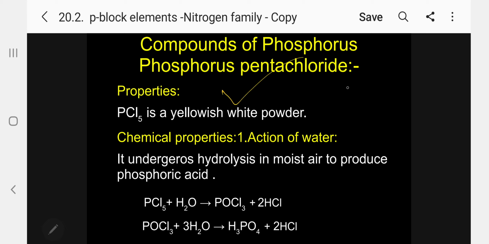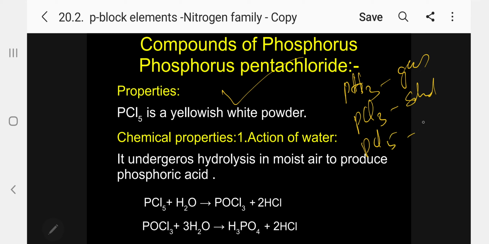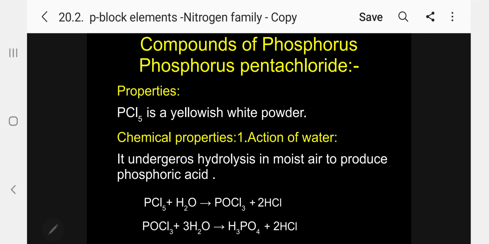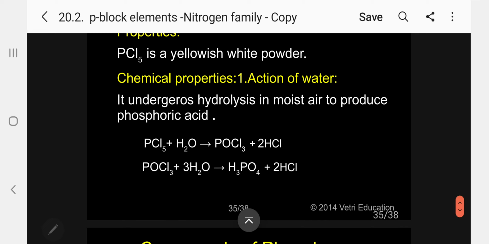Coming to properties, phosphorus pentachloride is a yellowish white powder. Please follow. PH3 is a gas, PCl3 is a liquid, and this PCl5 is a yellowish white powder, a solid. Kindly follow.